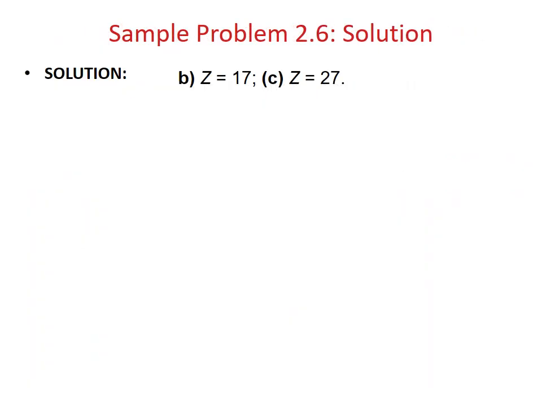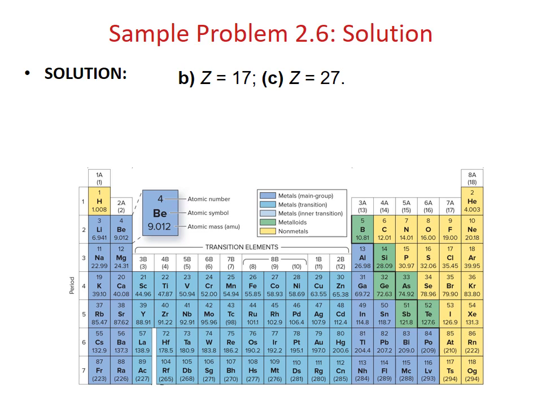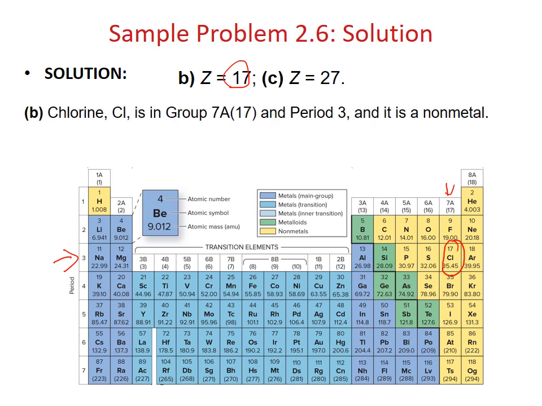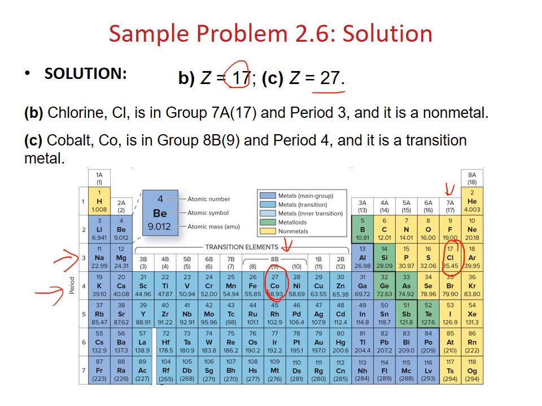For B and C, we also need the periodic table. For B, Z is 17, so in the periodic table find atomic number 17, and that's Cl, which means chlorine. It's group 7A, period 3, and yellow color, so it's a nonmetal. Next one, 27. So 27 is here. Co means cobalt, group 8B, and period 4, a transition metal.